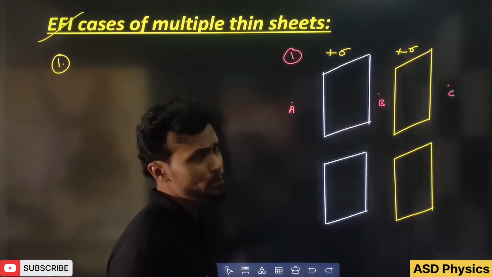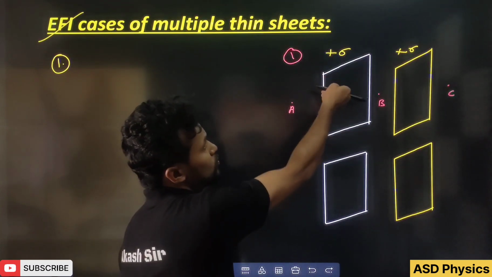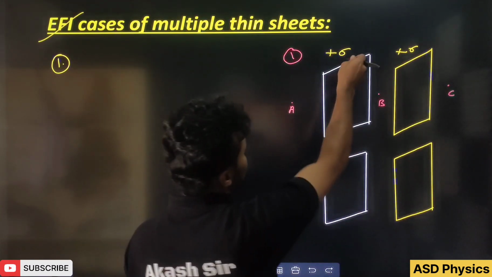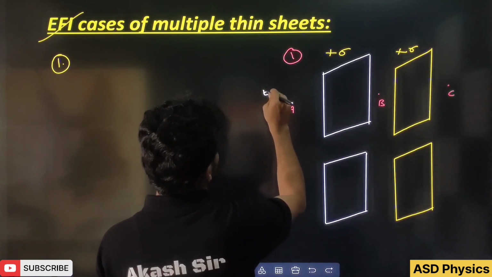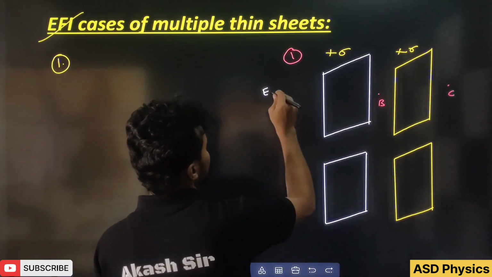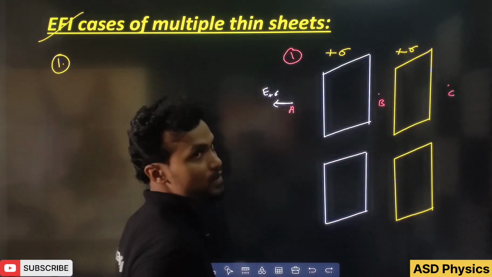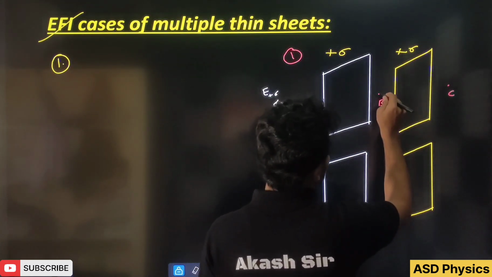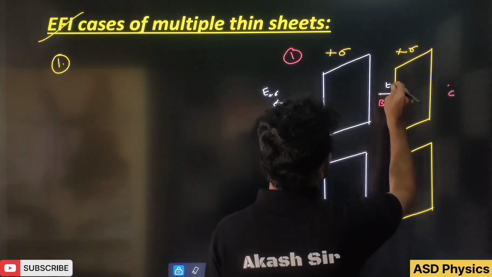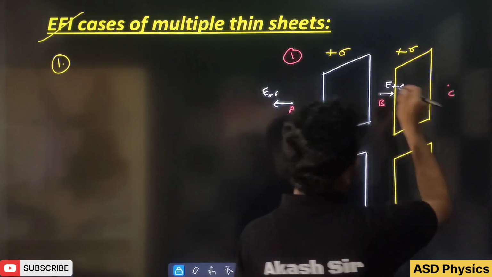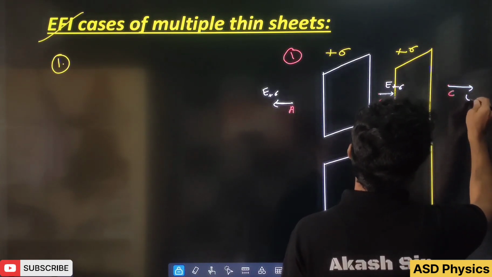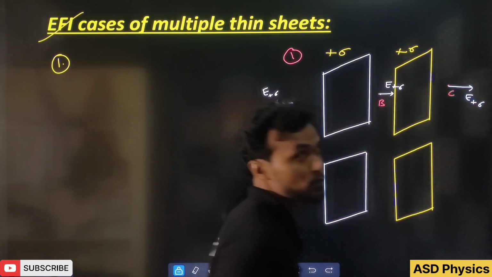At points A, B, and C, we will find the electric field due to this white color sheet. This is positive, so the electric field is away in this direction. I can write E plus sigma. Similarly, at point B, the direction is away, so here also E plus sigma. Similarly, at point C also away, E plus sigma. White and white I am doing here.